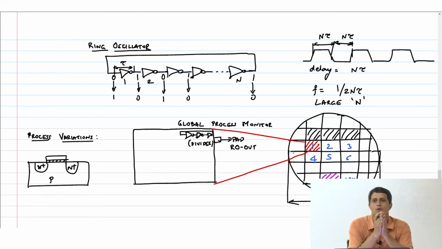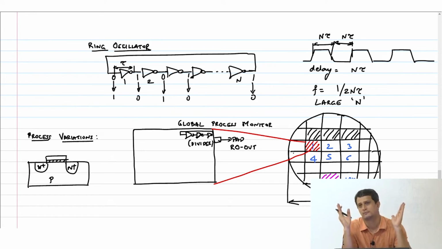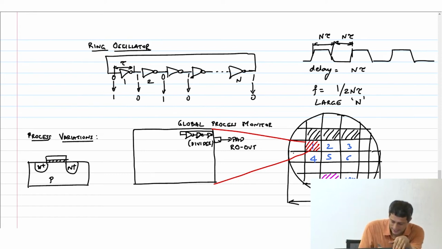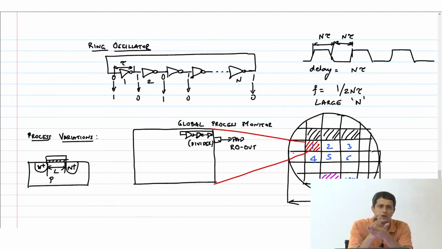So what happens is, it is impossible to manufacture a million transistors, right? 8 billion transistors are there in my chip and across the wafer also. Impossible to manufacture all of these with exactly the same length. So each transistor technically can come out with a slightly different channel length. This L itself can now change because of lithography problems.